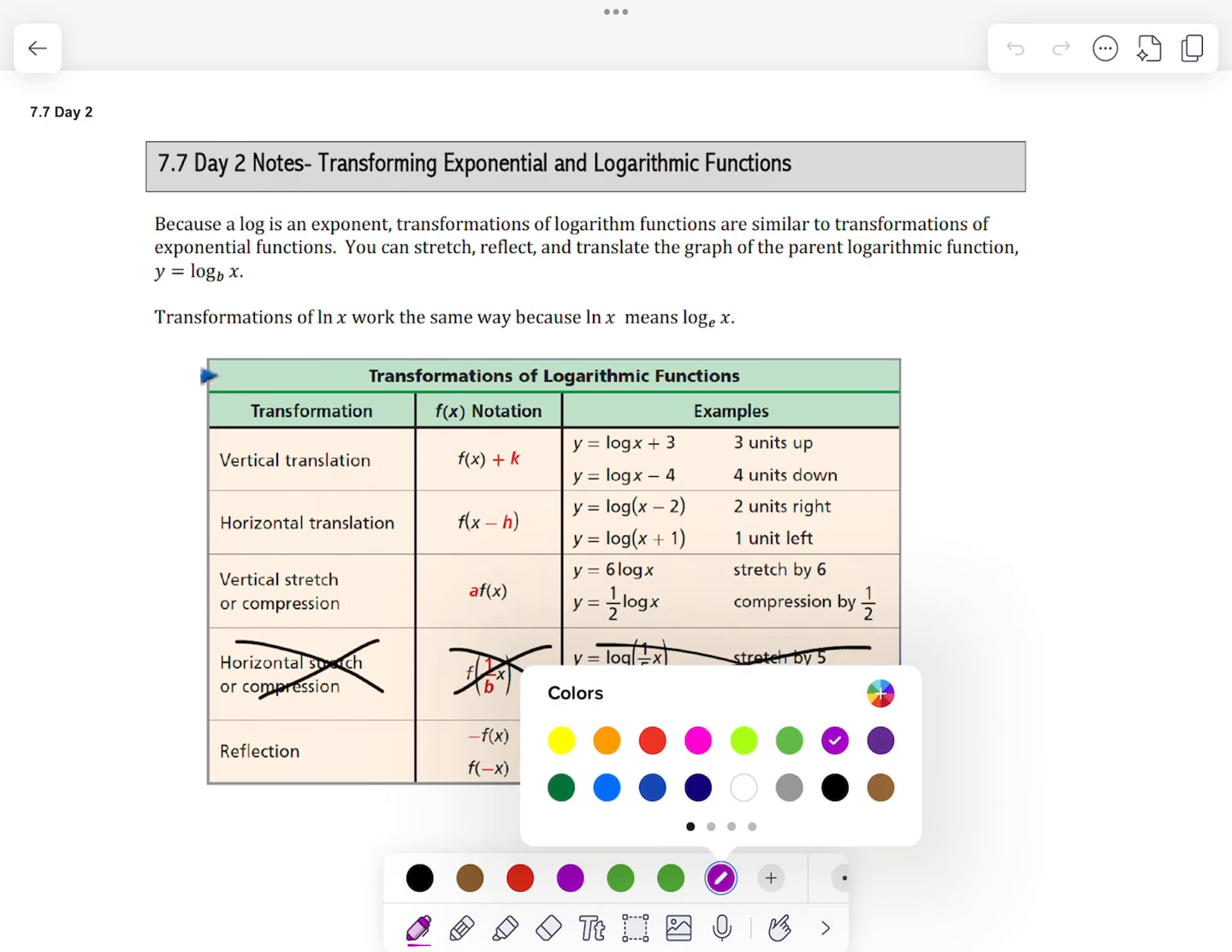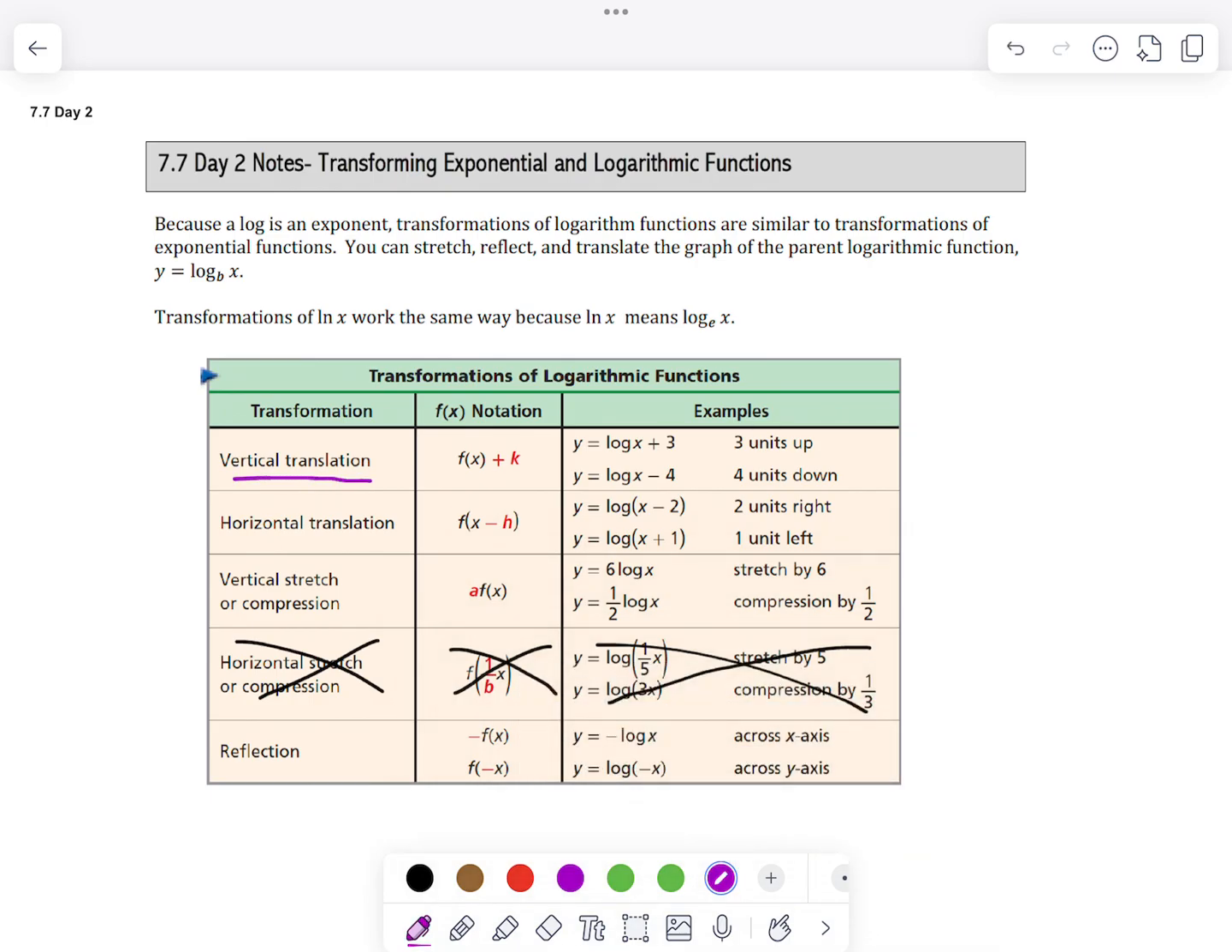So the first type of transformation is a vertical translation. That happens at the end of the equation. So if we have a plus 3, it'll move it up 3. If we have a minus 4, it moves it down 4.